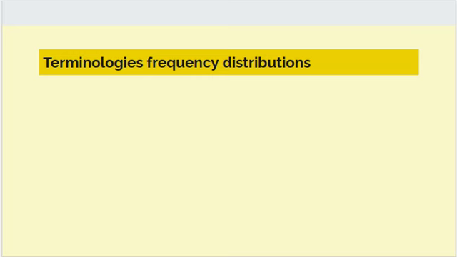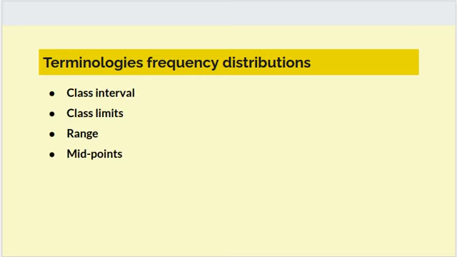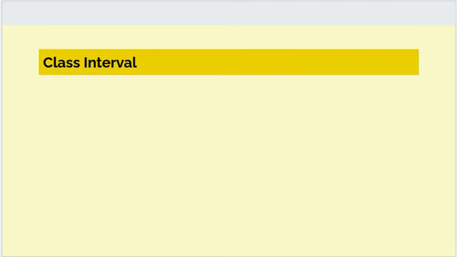And moving to the next is terminologies in frequency distribution. So there are important terminologies to understand, like class interval, class limit, range and midpoint. So first, what is class interval?